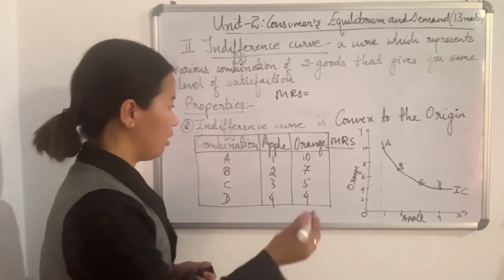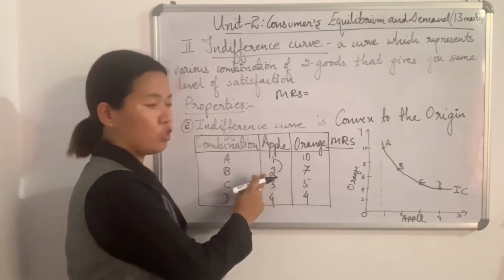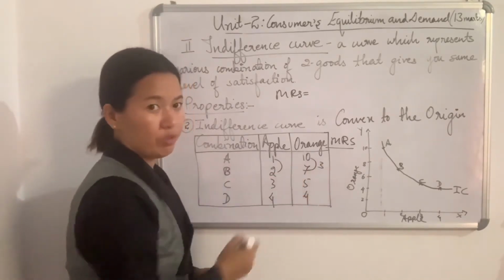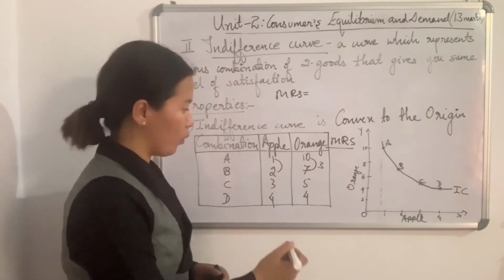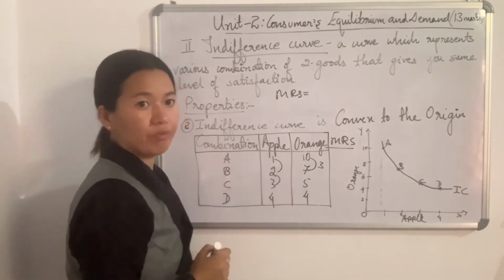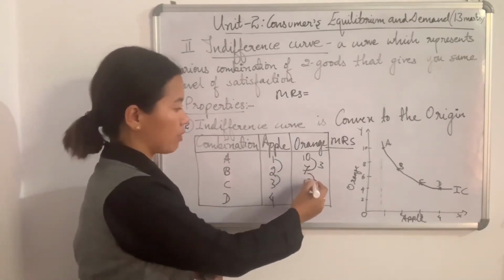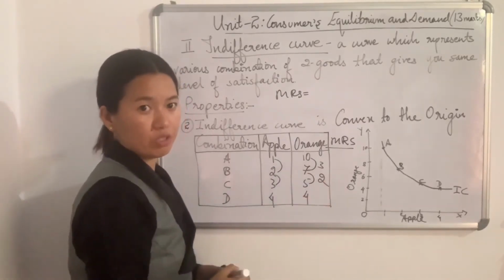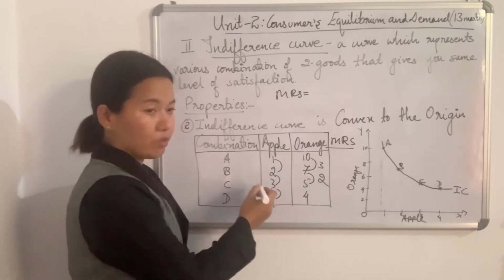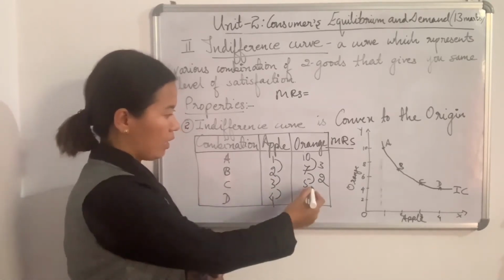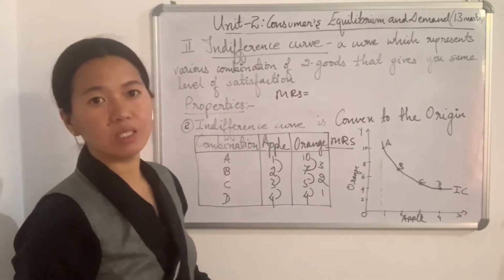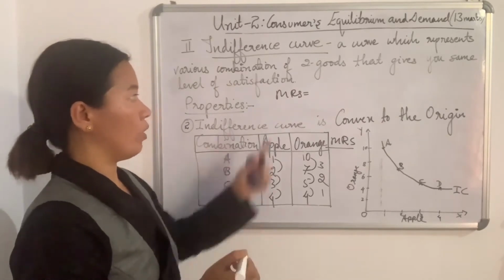For example, here when I am consuming one more unit of apple, I am sacrificing 3 units of oranges. In the same way, in the combination C, when I consume 1 unit of apple, I am sacrificing 2 units of oranges. In the same way, when I consume 1 more unit of apple in combination D, I am sacrificing 1 unit of the second good. So what is MRS?